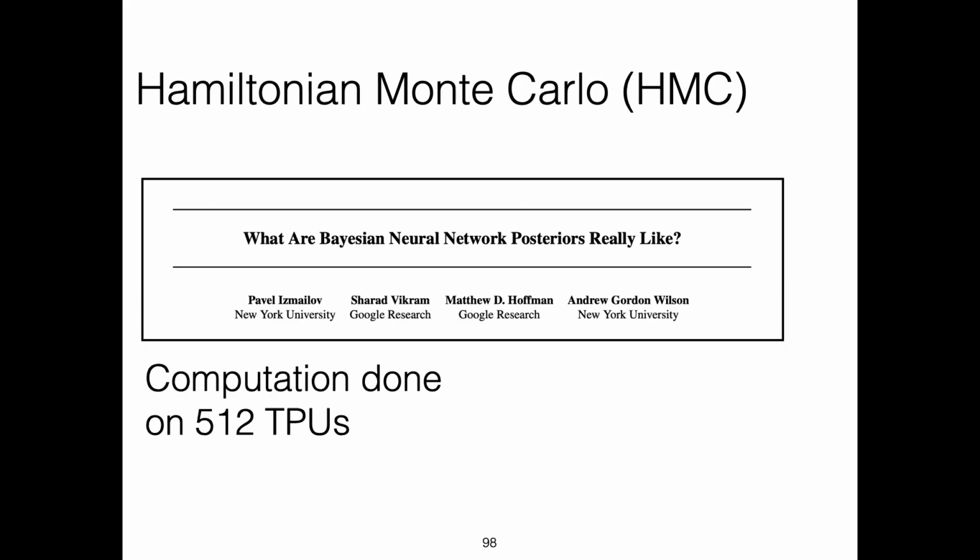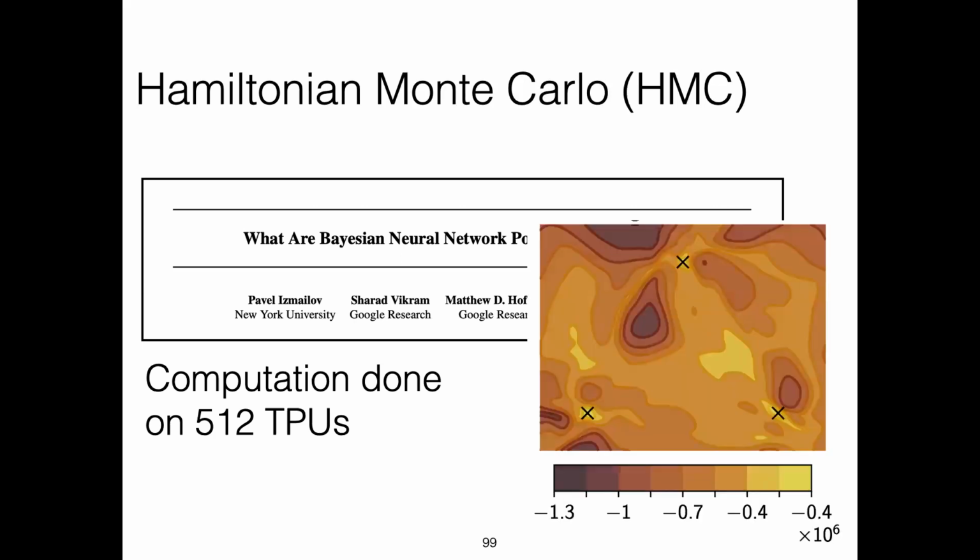And so this is what this paper did that I talked about from NYU and Google. They actually tried to get really interesting Bayesian posteriors on modern models like ResNets and things like that. And so as we suspect, they are quite complicated, as we see here.